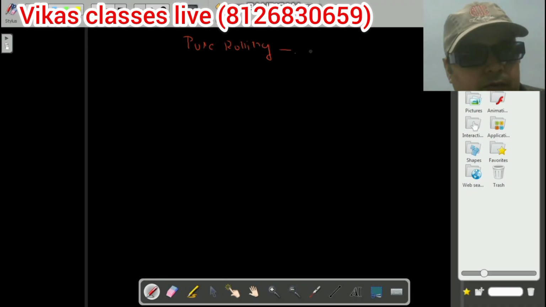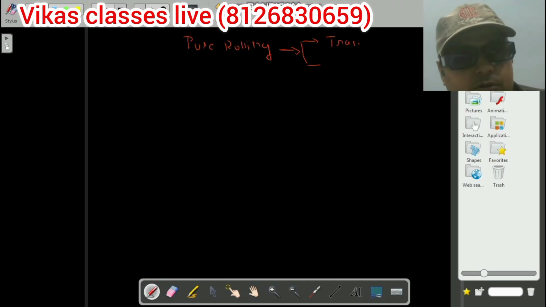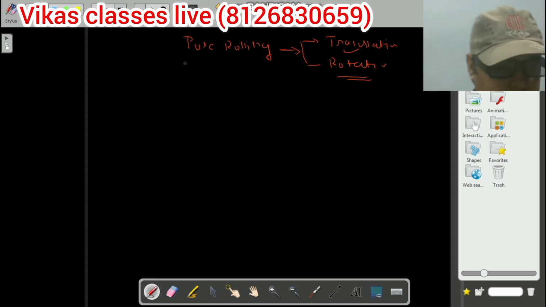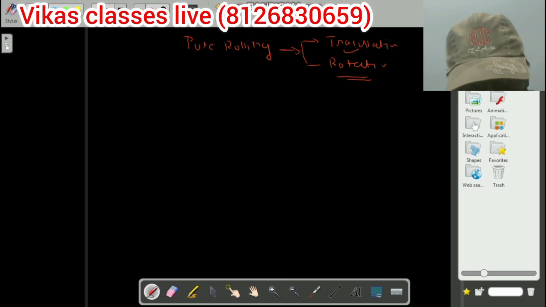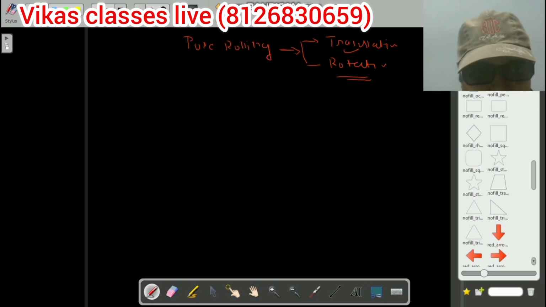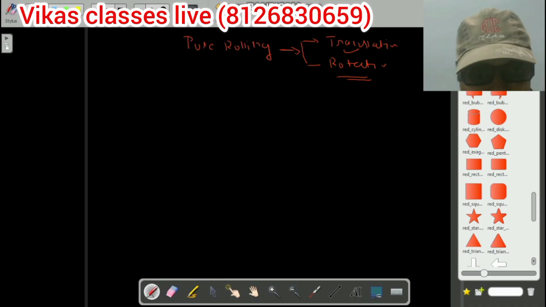Pure rolling involves translation as well as rotation. First we had covered translation. Now we are going to cover pure rotation. In order to cover pure rotation, we need to have a circular disc. It may be circular, it may be spherical. It's upon you which figure you have.